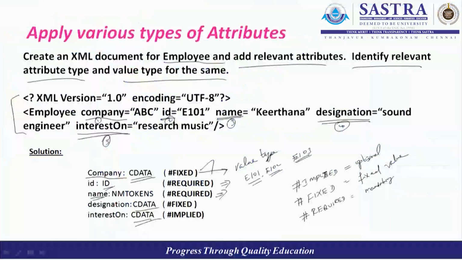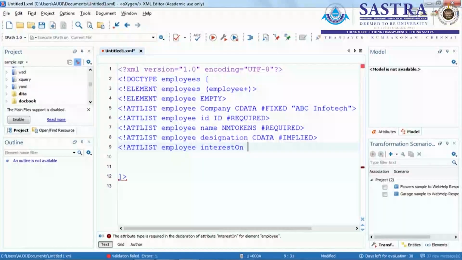Designation, after that interest on. If you want to have implied or fixed, everyone will have the same, in the sense we can go for fixed. Otherwise we can go for required type, implied type or fixed type. Interest on is additional data only, so what I prefer is implied. After this, I have closed all elements.